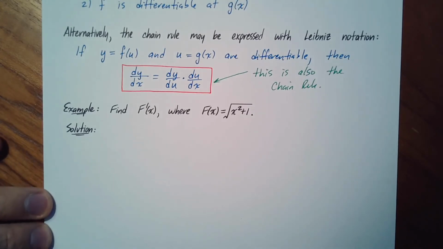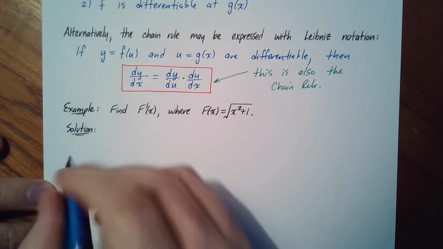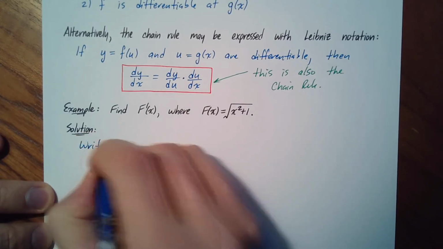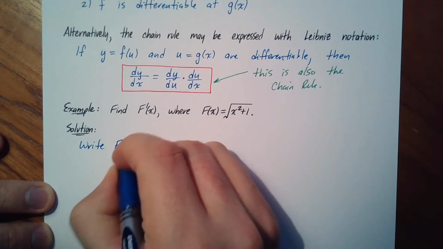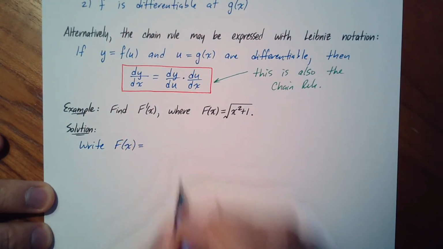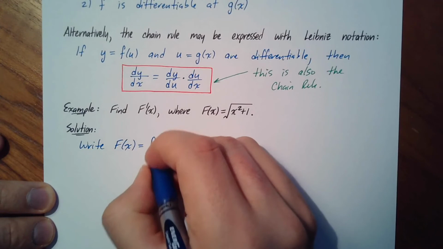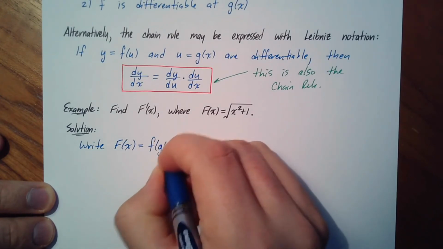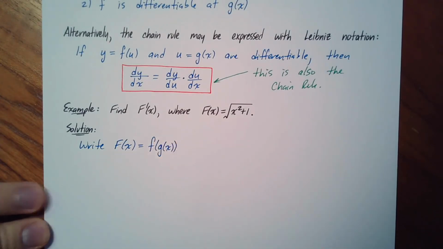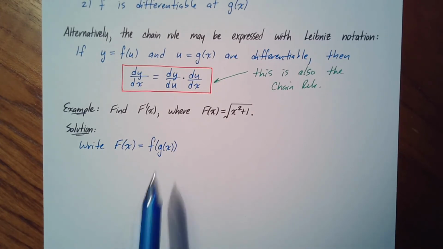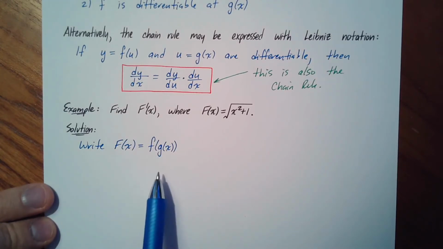Okay, so first let's start by spelling out exactly what the composition is. So let's write the following. We'll write capital F of x as a composition. We'll write this as little f of little g of x. Do I need to use little f and little g, or could I use any letters I like for these functions? Absolutely. I just got to be consistent with whatever I start with. But let's use f and g.